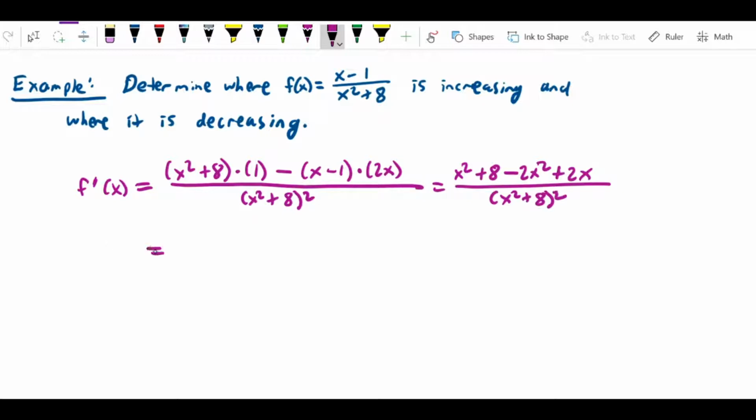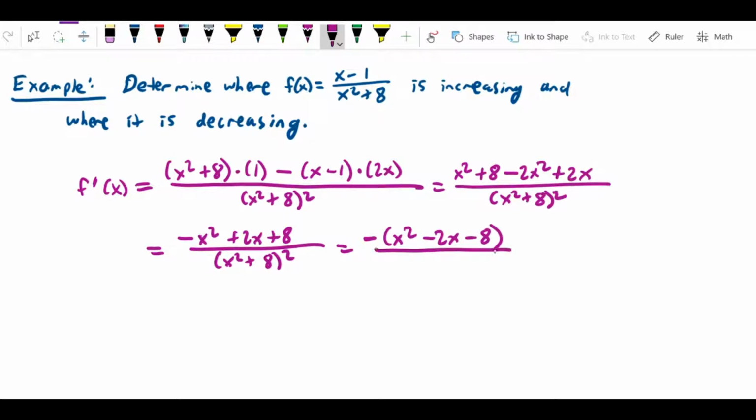Simplifying this a bit more, we get negative x squared plus 2x plus 8 over x squared plus 8 squared. And finally, it's going to make it a little easier to factor if I take out the leading minus sign and make this x squared minus 2x minus 8 over x squared plus 8 squared.